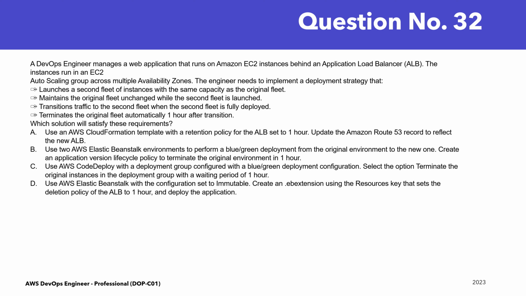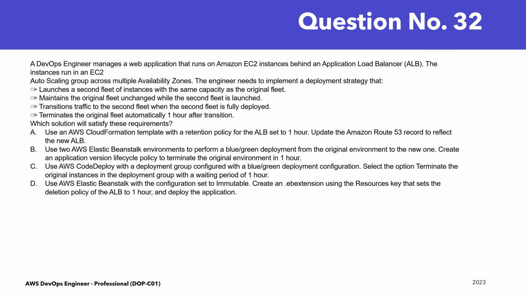A DevOps engineer manages a web application that runs on Amazon EC2 instances behind an application load balancer, ALB. The instances run in an EC2 auto scaling group across multiple Availability Zones. The engineer needs to implement a deployment strategy that launches a second fleet of instances with the same capacity as the original fleet, maintains the original fleet unchanged while the second fleet is launched, transitions traffic to the second fleet when the second fleet is fully deployed, and terminates the original fleet automatically 1 hour after transition. Which solution will satisfy these requirements?